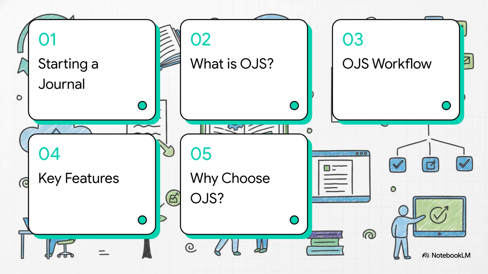First, starting your scholarly journal. Second, what is Open Journal Systems? Third, how the workflow operates. Fourth, the key publishing features. And fifth, why choose OJS?